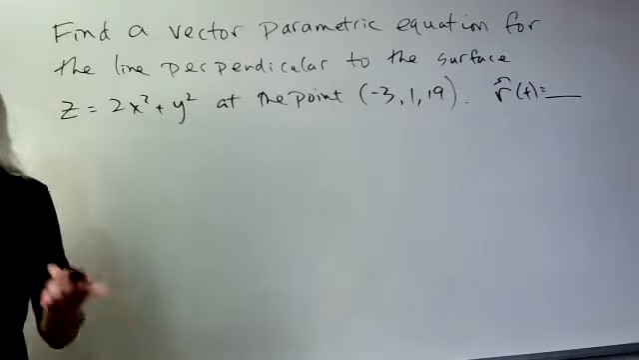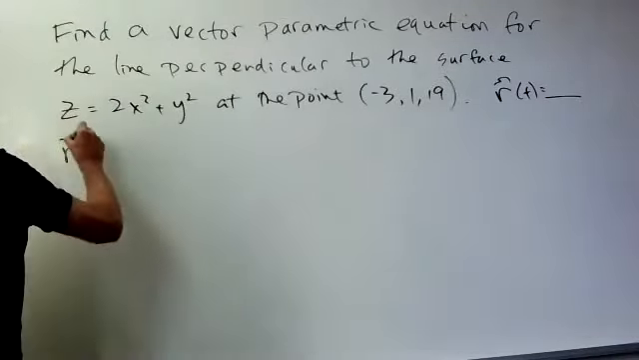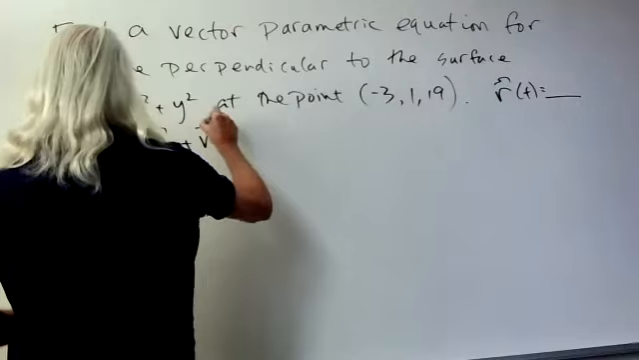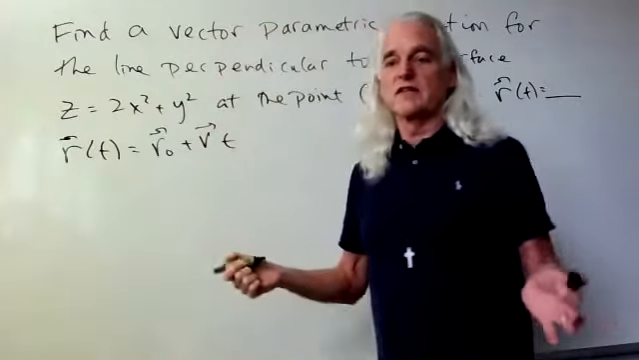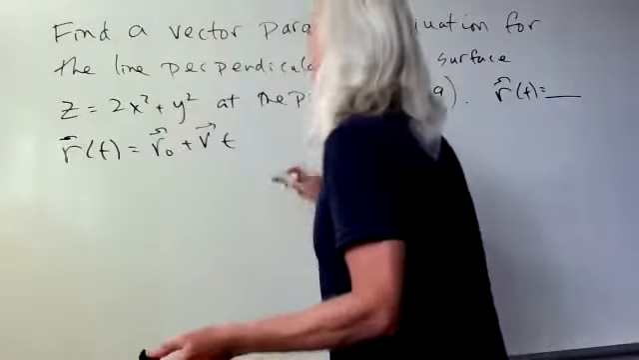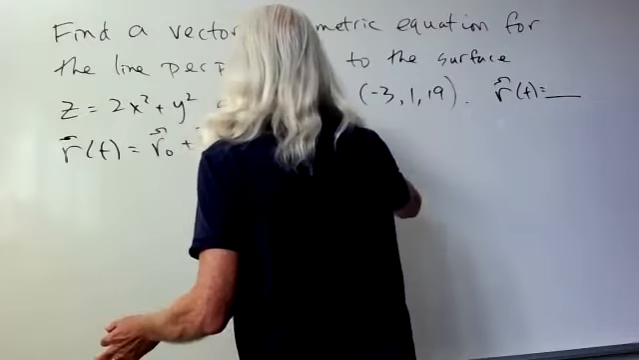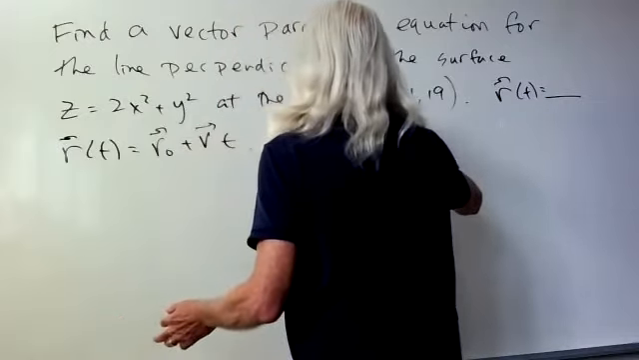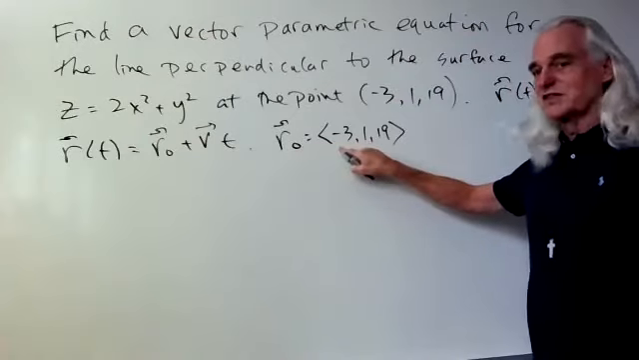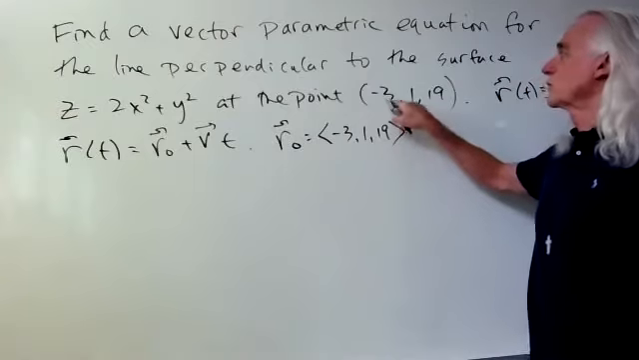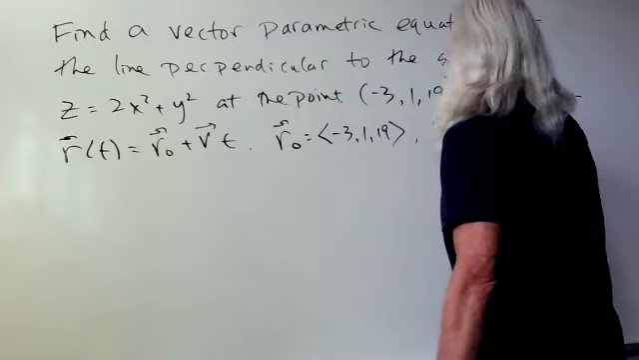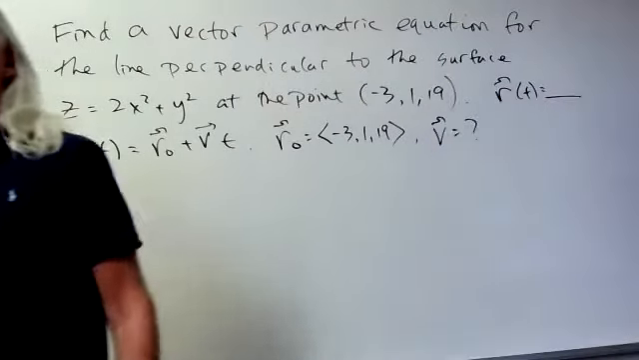Recall the vector equation for a line is r of t equals r naught plus vt, where r naught is some point on the line and v is a velocity vector for the line. Well, we already know that r naught is the position vector, the vector from the origin to (-3, 1, 19). So all we need is v. If we knew v, we'd have it made.